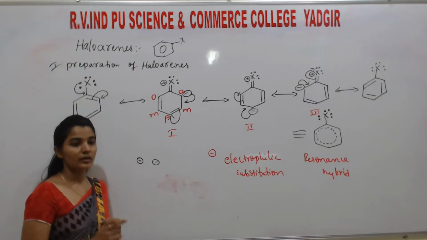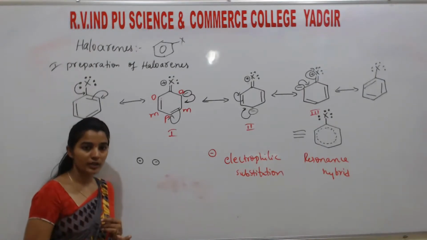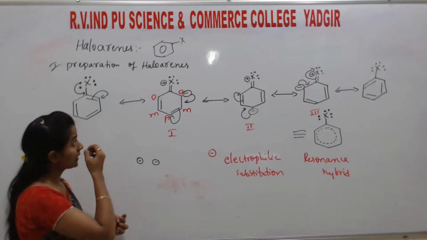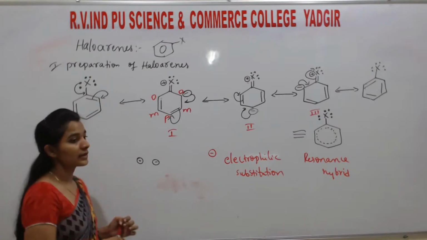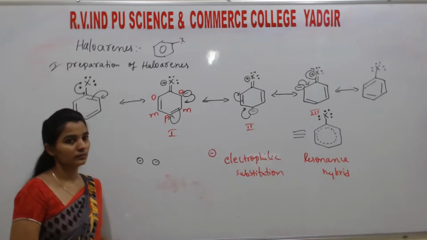Another one is the reaction with metals. As name reactions, there are the Fittig reaction and the Wurtz-Fittig reaction. Understand? So the chemical reactions we will discuss in the next class. Okay? Any doubts about it?